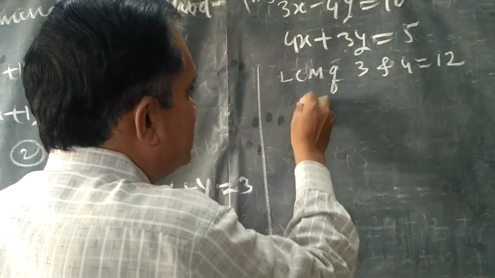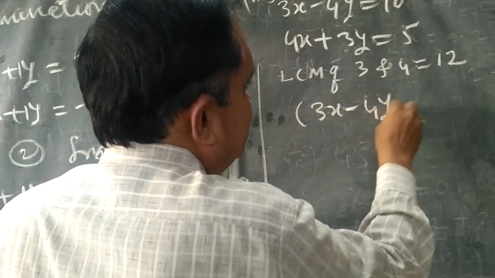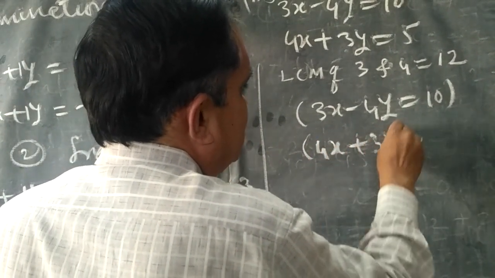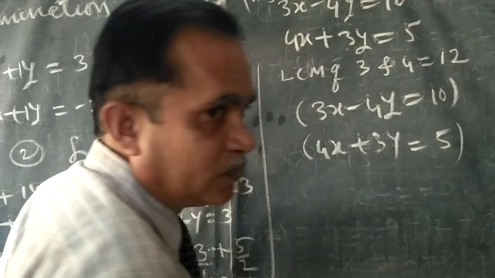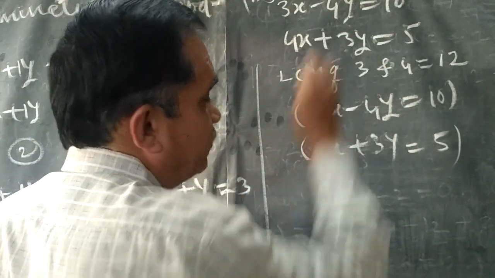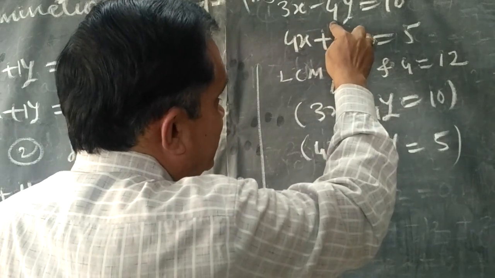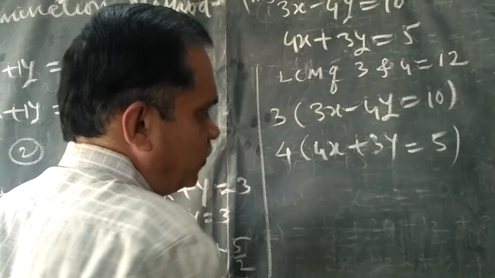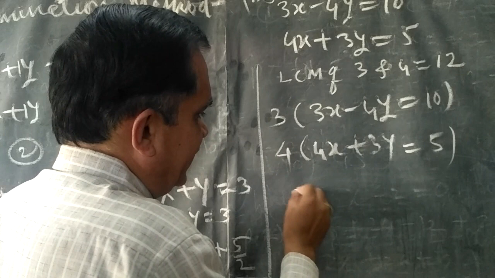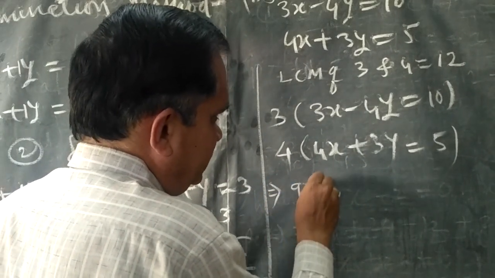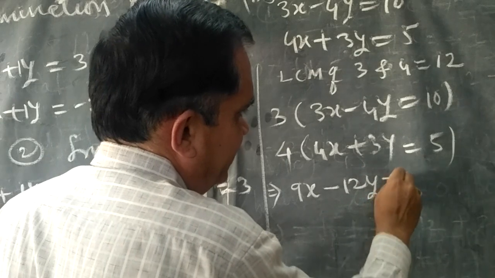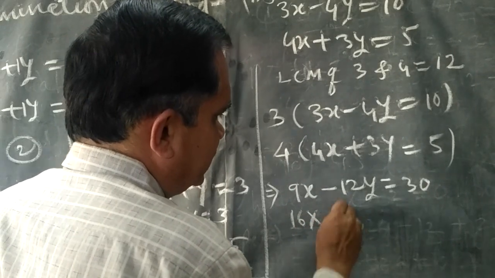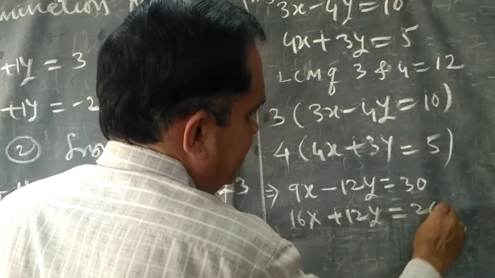Right? Then I have to write the first equation like this, first of all in brackets. We have decided to make the coefficient of y equal. So I have to multiply this 4 by 3, so I am writing 3. I have to multiply this 3 by 4, so I am writing 4. Opening the brackets gives 9x minus 12y equal to 30, and 16x plus 12y equal to 20.